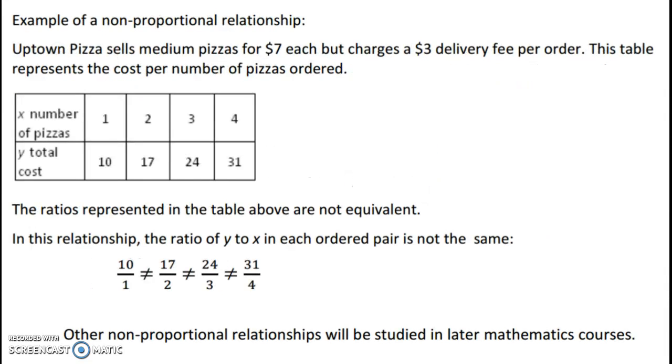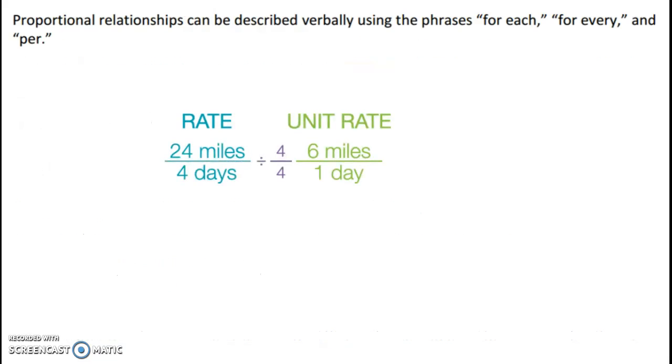Here we see an example of non-proportional reasoning. In 6.12c, students are to determine whether a proportional relationship exists between two quantities. Therefore, students will need to see examples of proportional relationships and examples of non-proportional relationships.